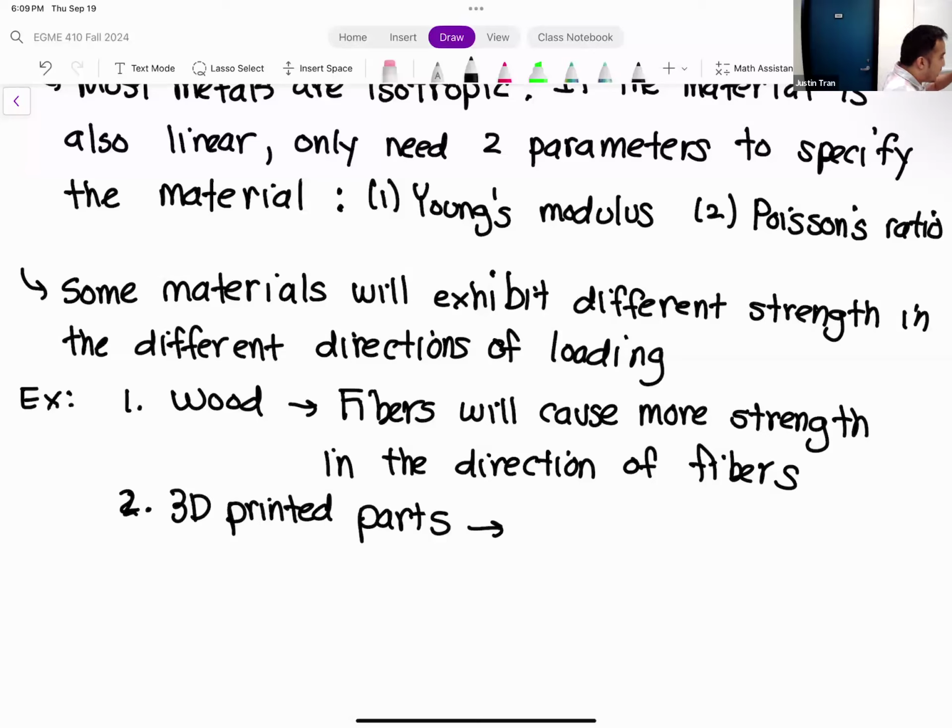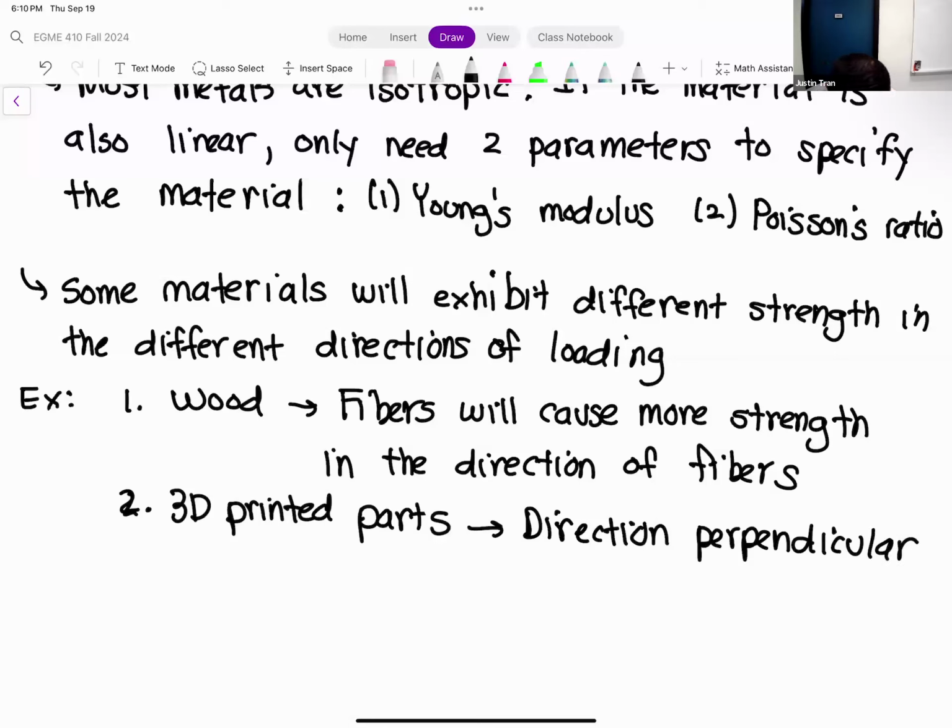Knowing that, there's some delay, when you place the first layer, then the head of the printer goes around and comes back, right? A lot of that strength depends on how well those layers can stick together. And so generally speaking, the direction that's perpendicular to the layers will exhibit less strength than the other directions.